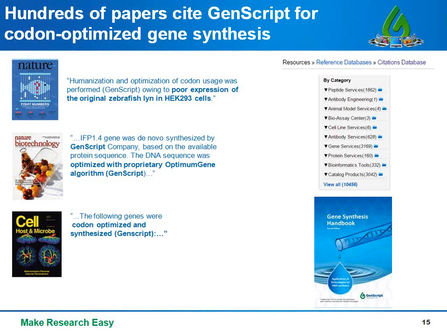So hundreds of papers actually cite GenScript for codon-optimized gene synthesis, and these papers really span a variety of journals and research fields, as well as a variety of reasons for pursuing codon optimization. You can find examples by searching the citations database on our website, which contains over 10,000 papers that cite GenScript services and products, and the ones that cite codon optimization will be under Gene Services.